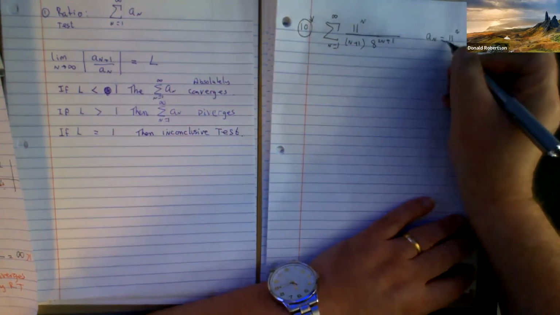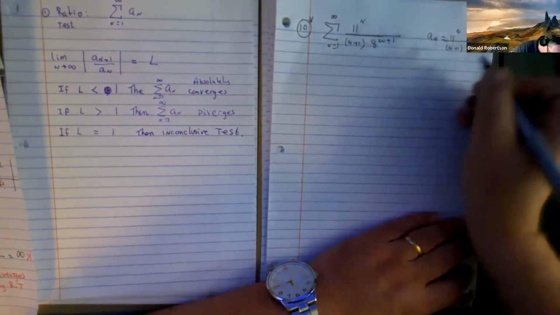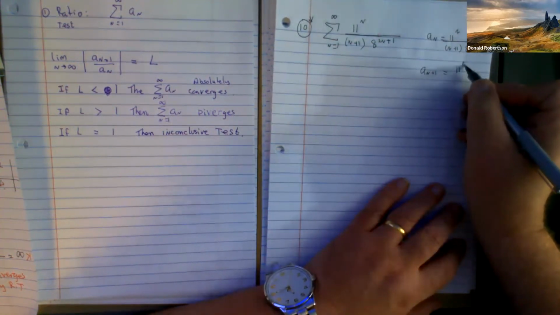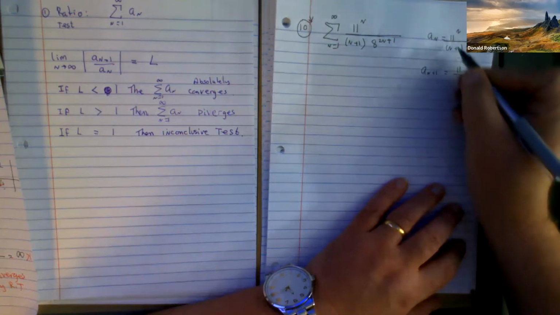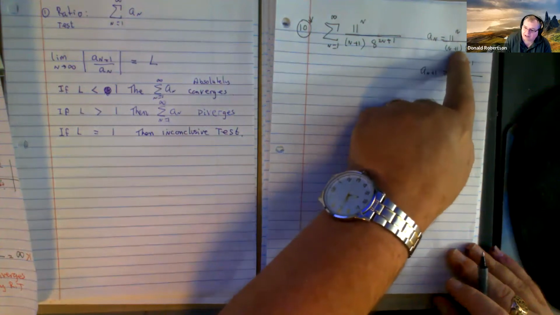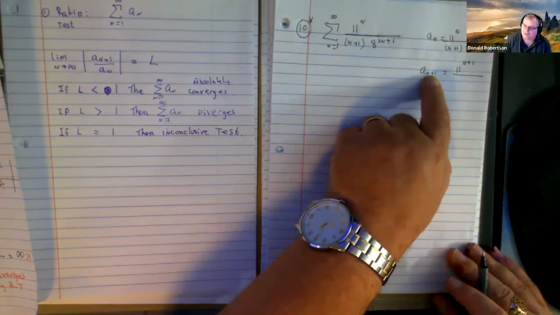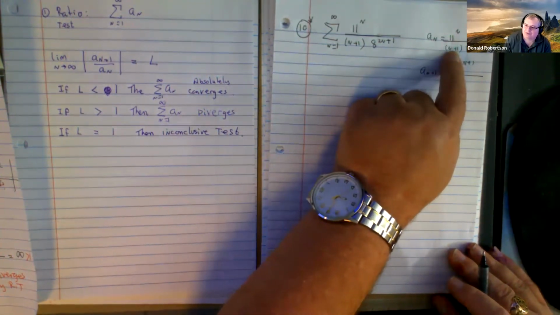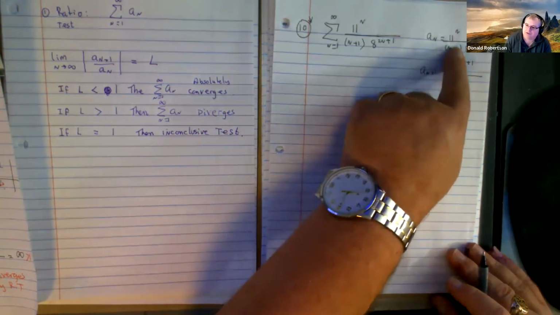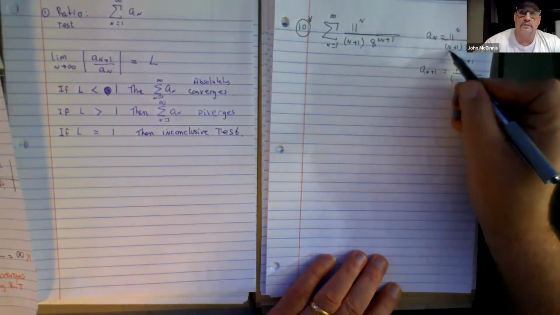An is this fella. And an plus 1 would be that guy. Okay, what will be n plus 1? What will n plus 1 turn into when we replace the n with n plus 1? It's a weird way of phrasing it, but what will this turn into when the n gets replaced by n plus 1? N+2. Yeah.